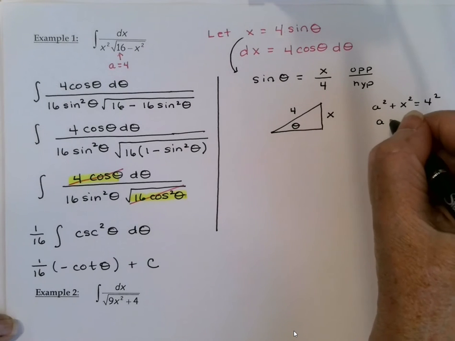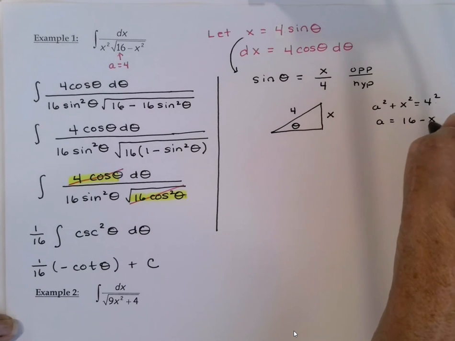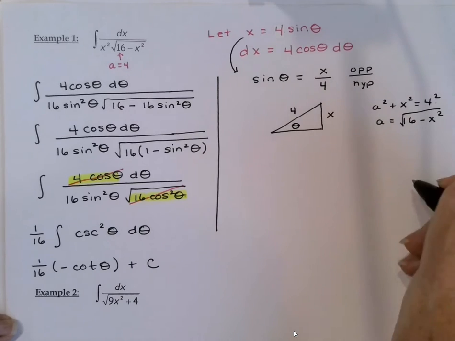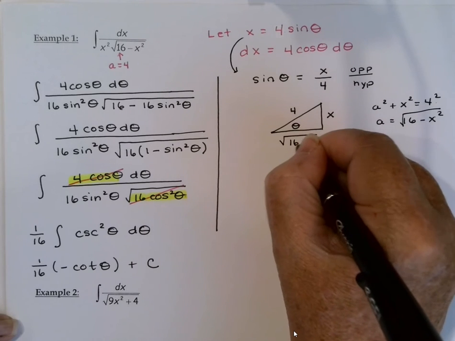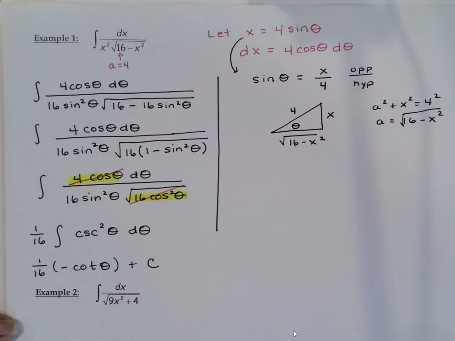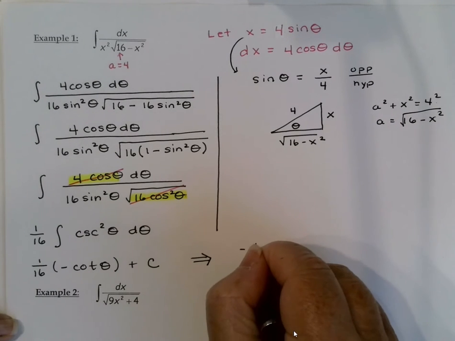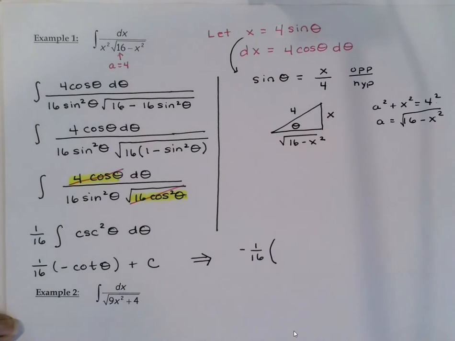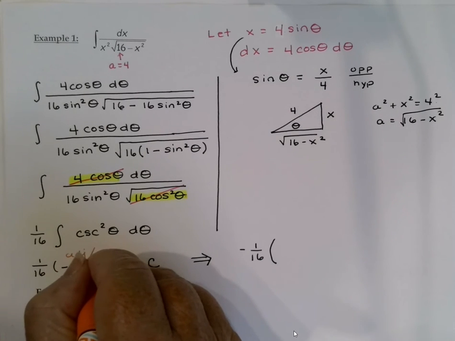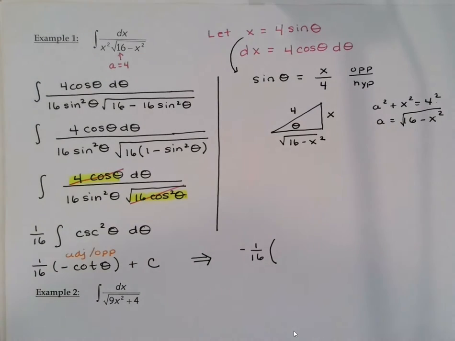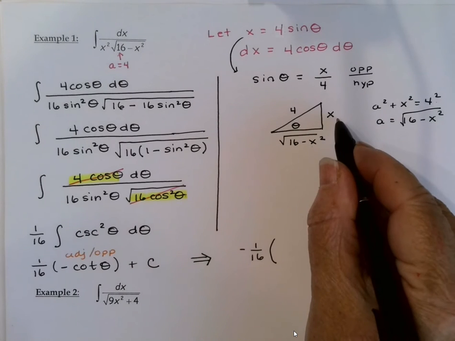And find that a would be the square root of 16 minus x squared. I'm now going to read the results here right off that triangle. I would have a negative 1/16 times, let's see, tangent is opposite over adjacent. So cotangent would be adjacent over opposite. That would be adjacent here over opposite there.